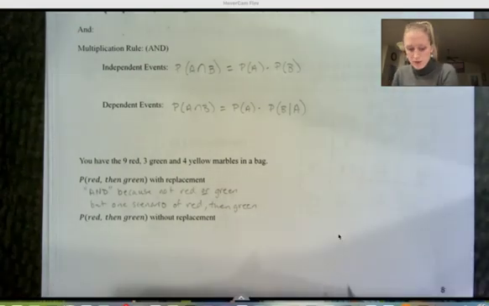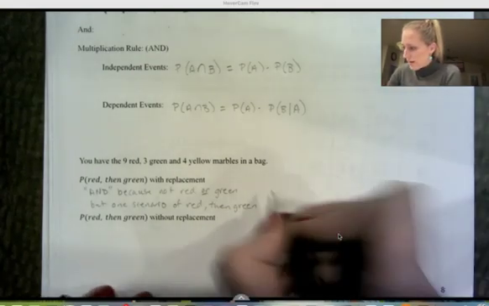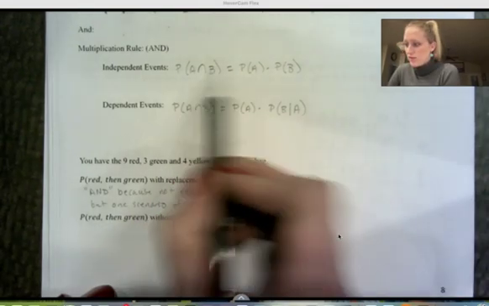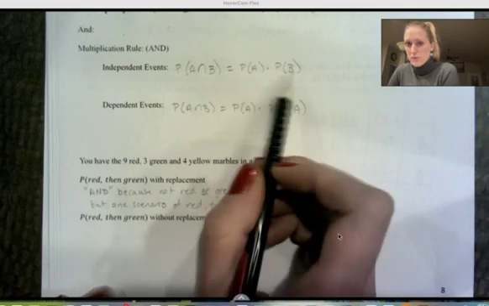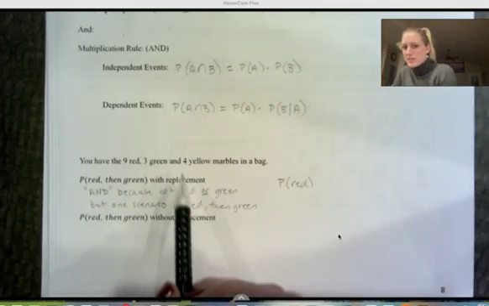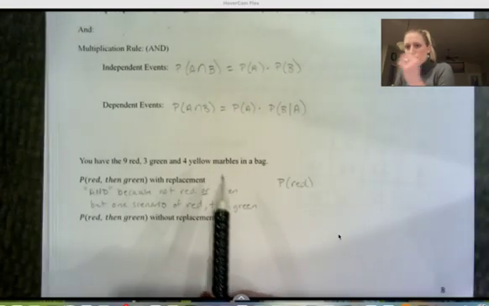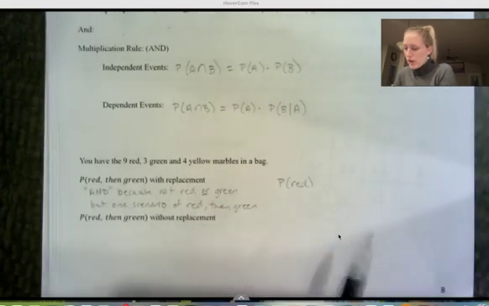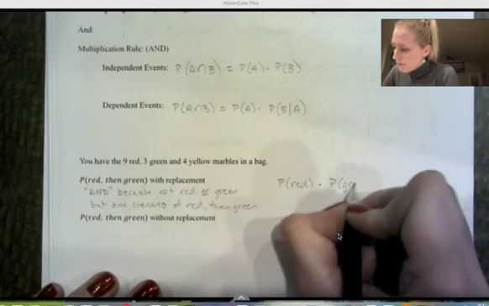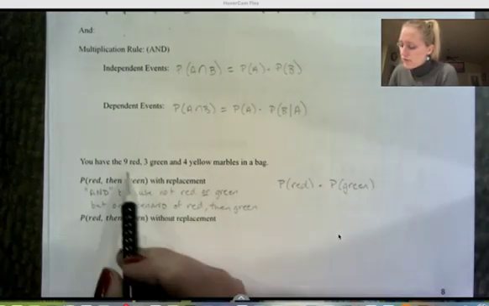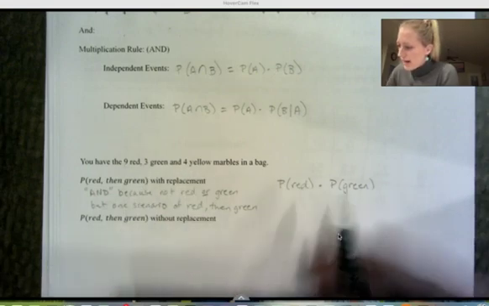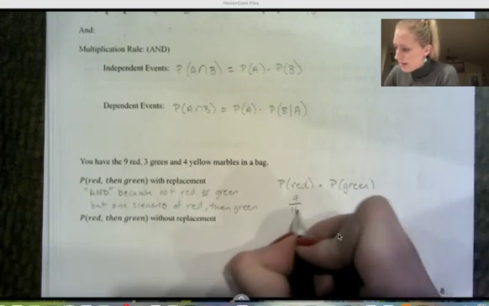Okay, so how I'm going to do this is I want the probability of red times the probability of green. So we're using this, okay? Probability of red, probability of green. Because my probability of green does not change, because this is with replacement. So I draw one marble and I put it back in, okay? So the probability of red times the probability of green. So my probability of red, so total I have 16 marbles. So 9 of the 16 are red.